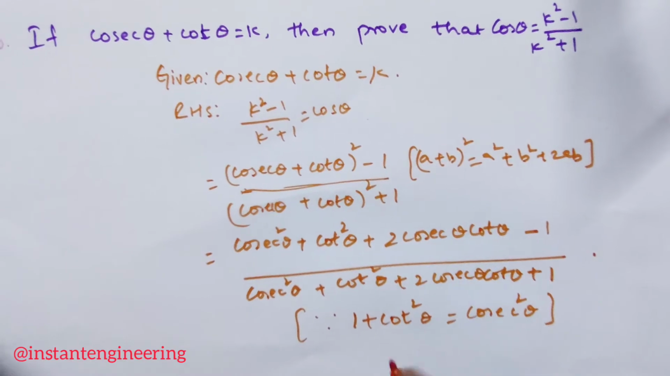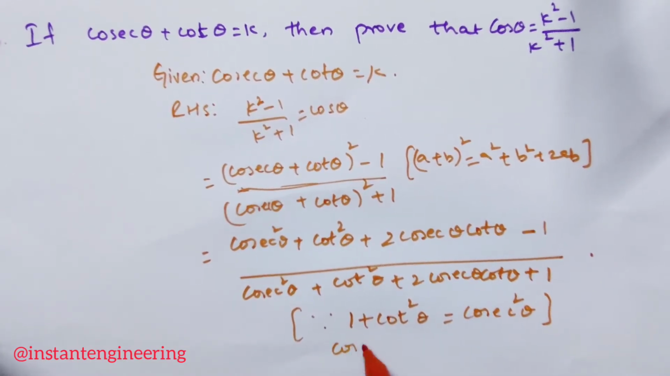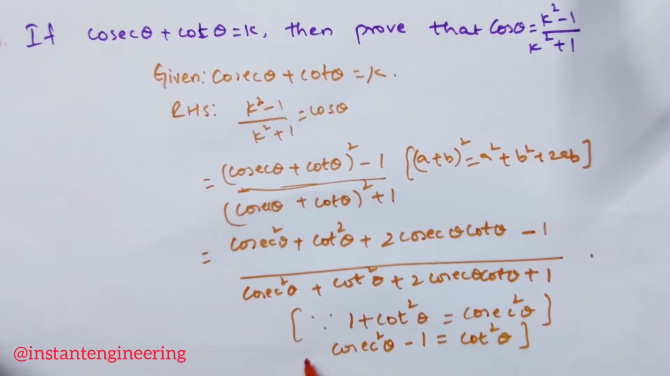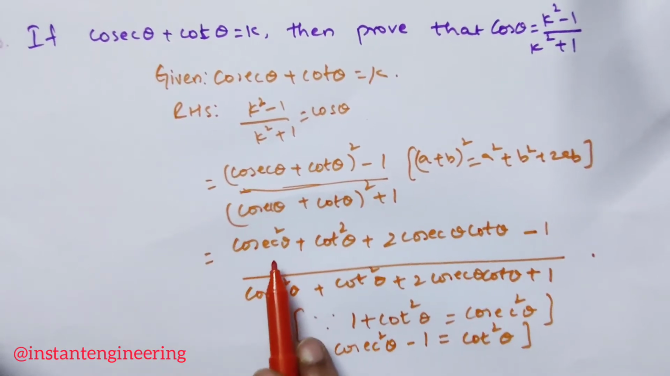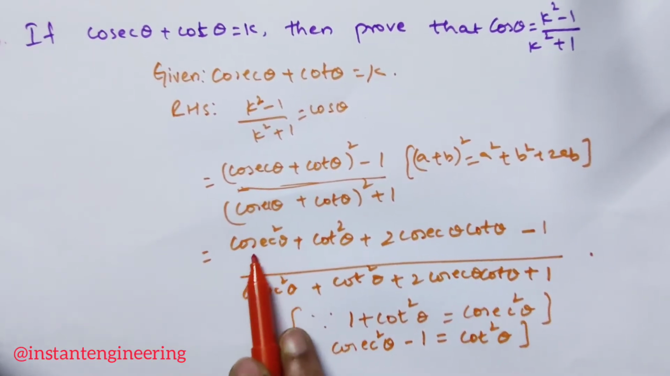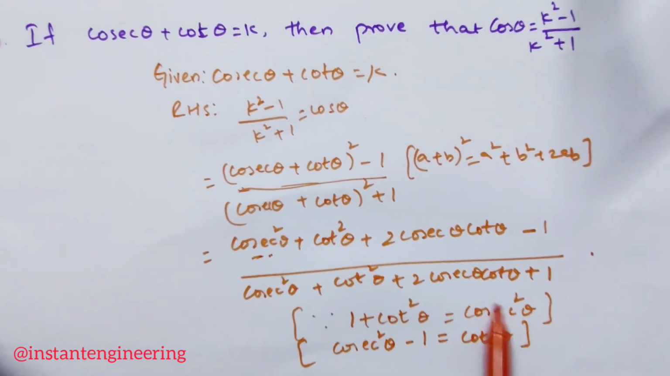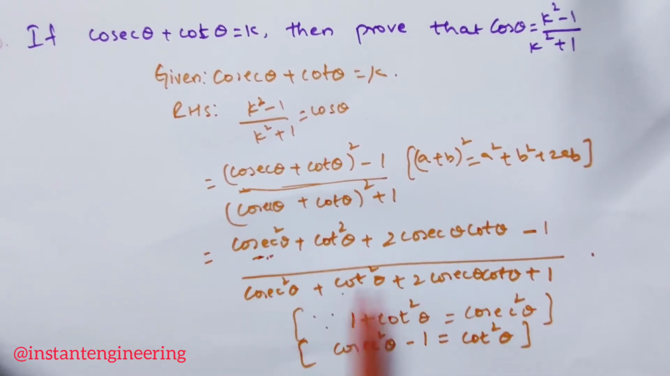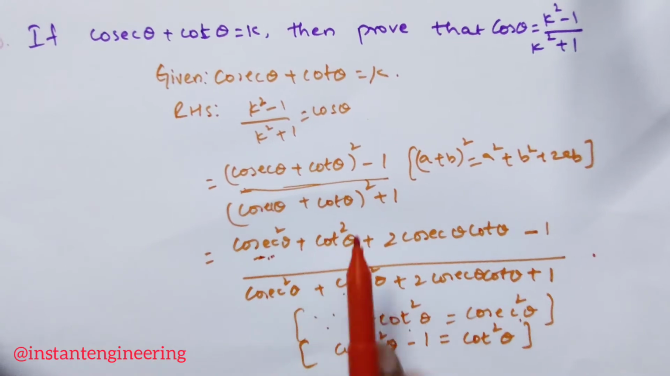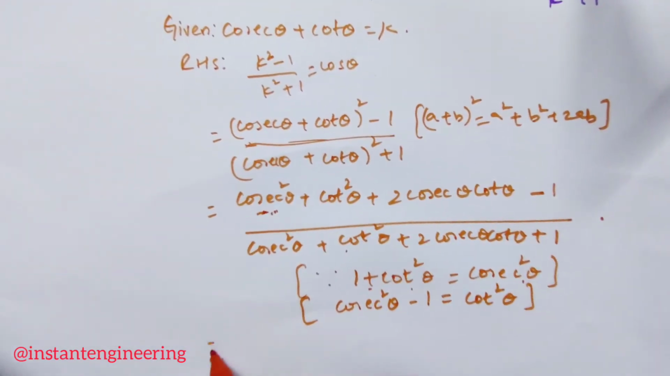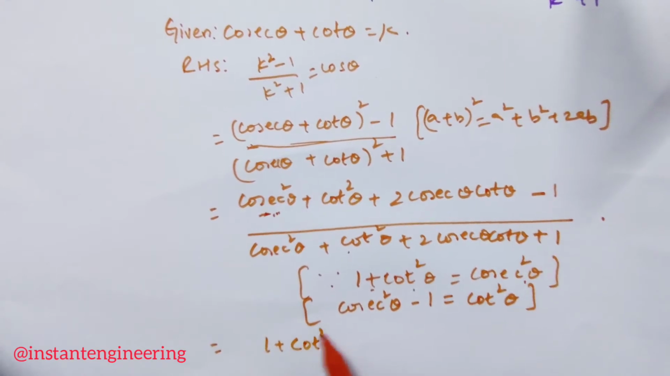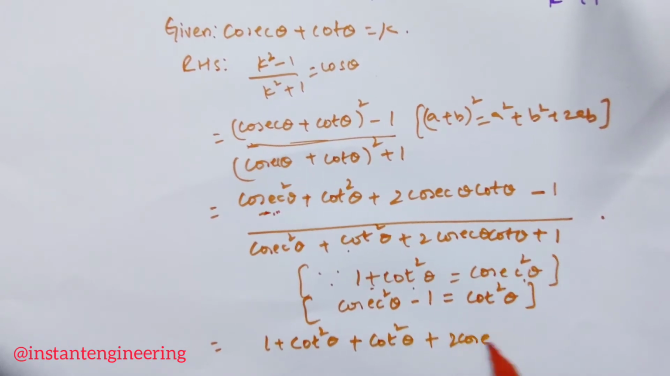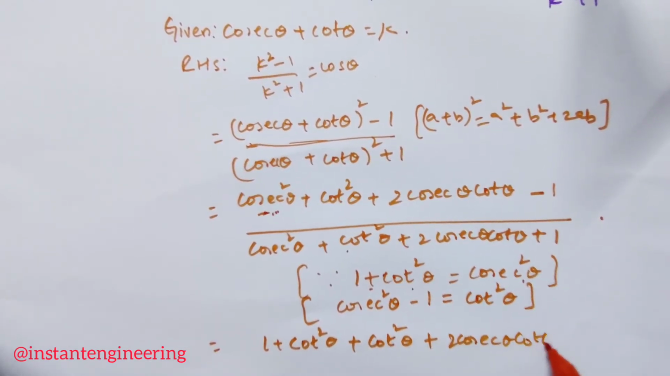So from this we arrive at one more thing: cosecant square theta minus 1 is equal to cot square theta. Substituting these values over here, in the numerator we'll convert one term into the form of cot and the other into cosecant form. Cosecant square theta value is 1 plus cot square theta, so I'm substituting that here. It becomes 1 plus cot square theta plus this cot square theta, plus 2 cosecant theta cot theta, as it is, minus 1.